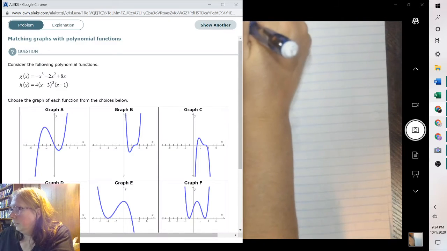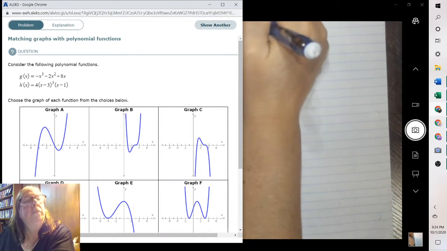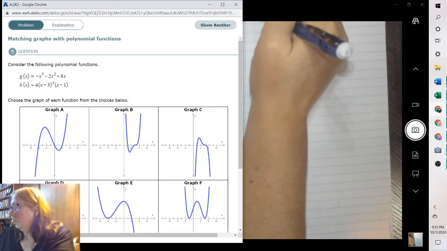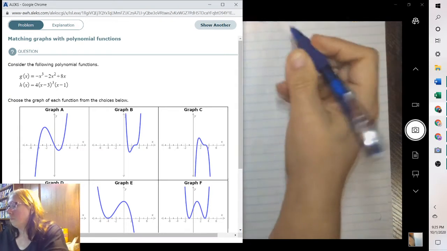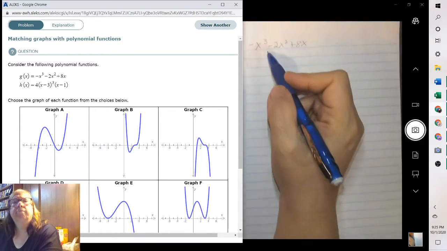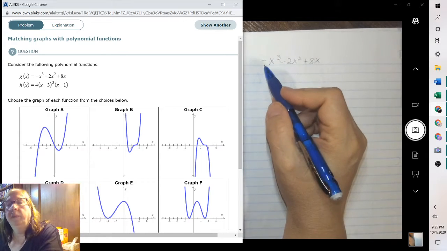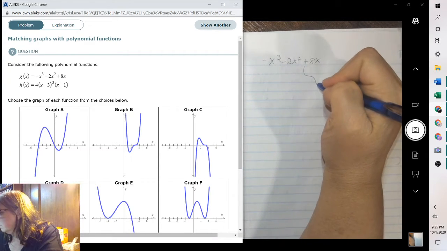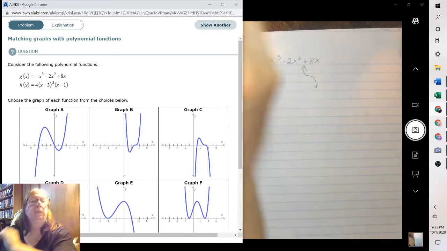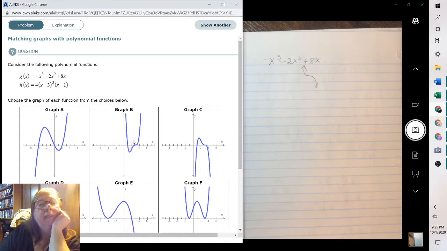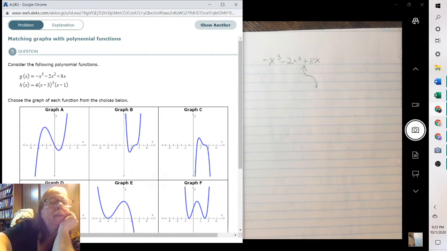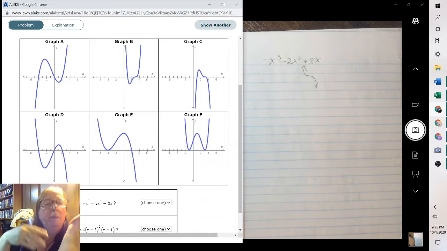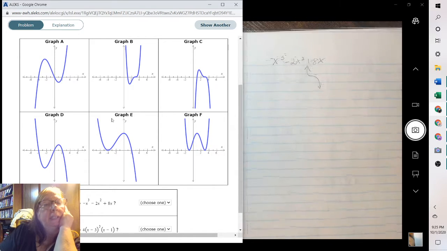So we have -x cubed minus 2x squared plus 8x. Okay, cubic graph going down, going down. So this is even, because to be odd, they go in opposite directions. D and E are both going down.